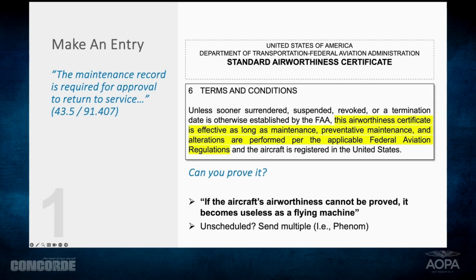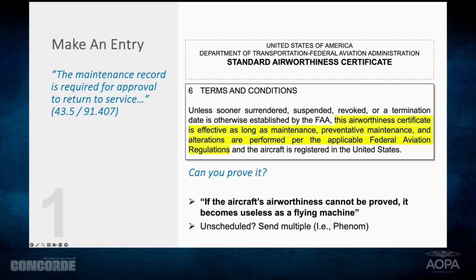That's kind of a big question here. The other is, if you did maintenance, can you prove it? Can you stand behind it? So if the aircraft's airworthiness cannot be proved, it becomes useless as a flying machine. We're going to do maintenance, we're going to make an entry, we're going to prove it.